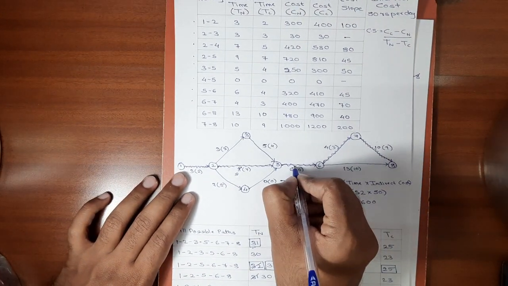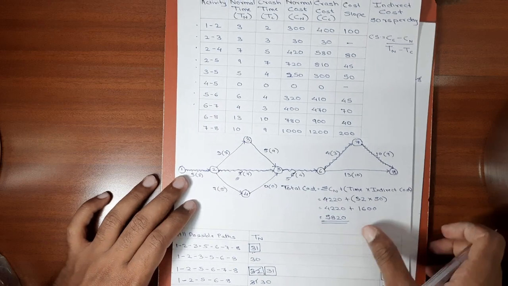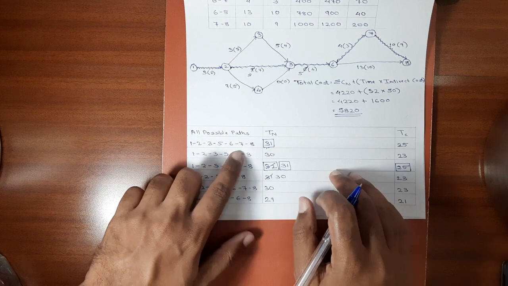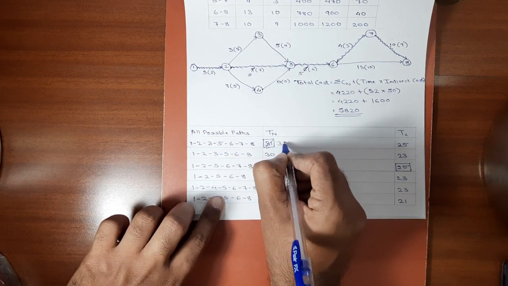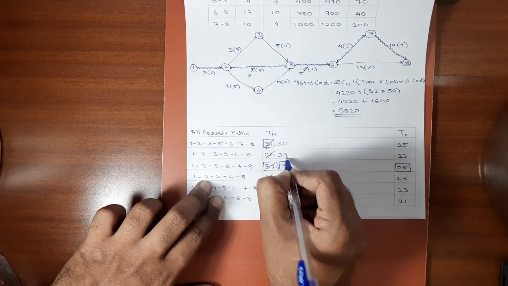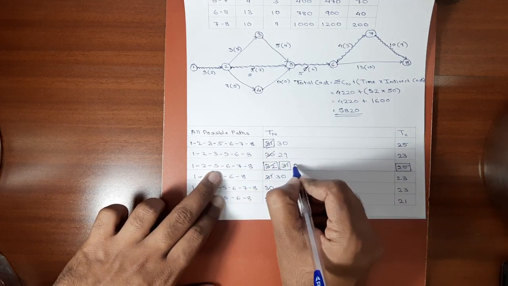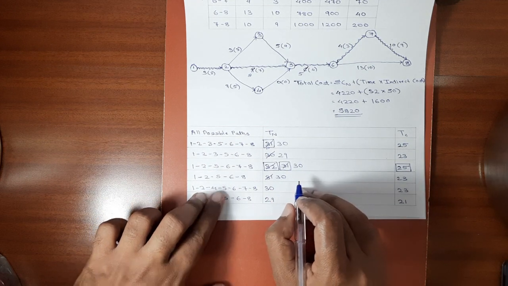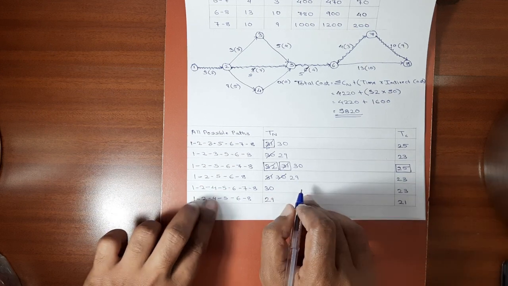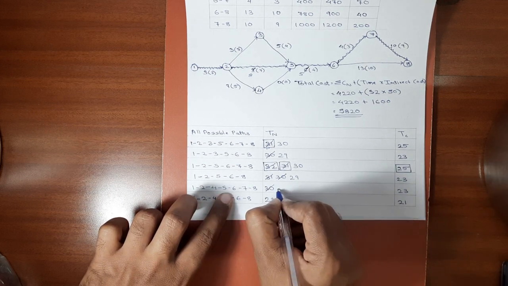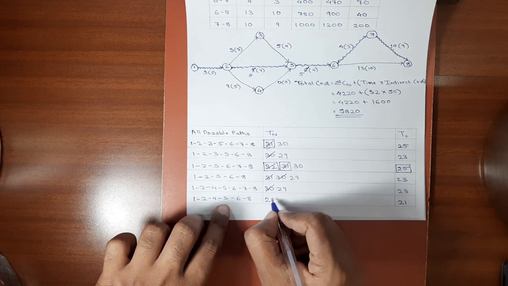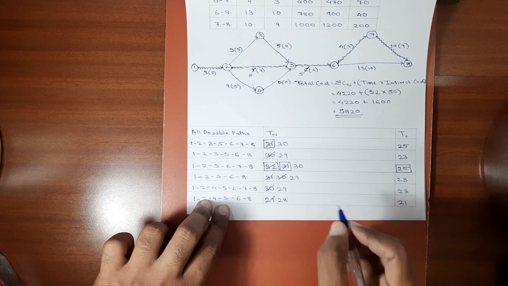5, 6, the normal duration was 6, now it will become 5. And activity 5, 6 comes in which of the following paths? In first path, yes it does. So 31 will now become 30. In second path also it comes, so 30 will become 29. In third path also it comes, so 31 will become 30. Fourth path, 5, 6 is present, 30 will become 29. In this path 5, 6 is present, again 30 will become 29. In next path also 5, 6 is present, 29 will become 28.